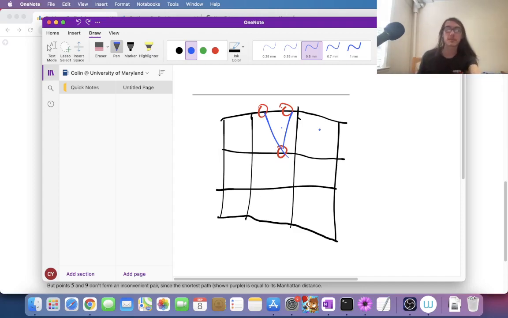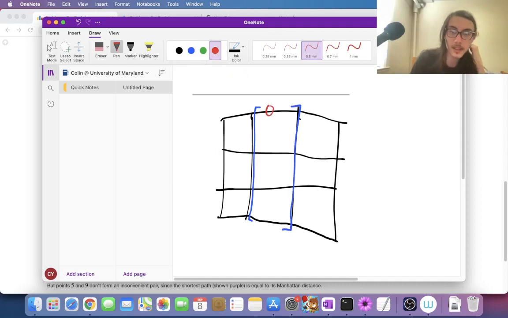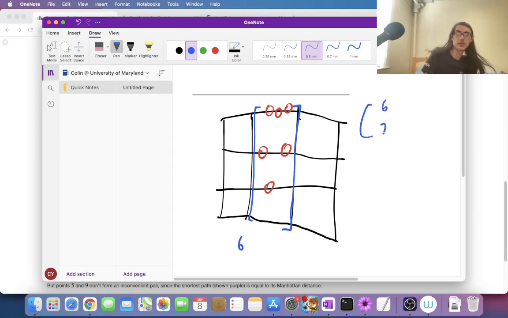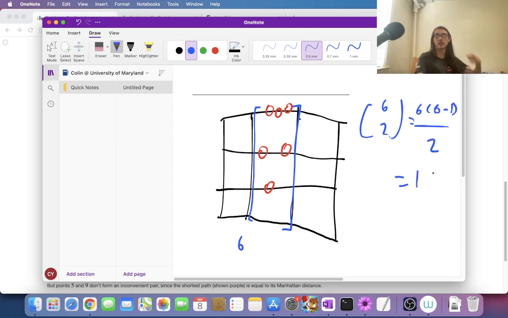Well, suppose for this street group, we have a list of all the people that are on this street. So we can count the number of pairs of people on this street by saying, here we have 6. The number of ways to pick a pair is 6 choose 2, which is 6 times 6 minus 1 over 2, which is 15. So in general, if we have x people, we have x times x minus 1 over 2.